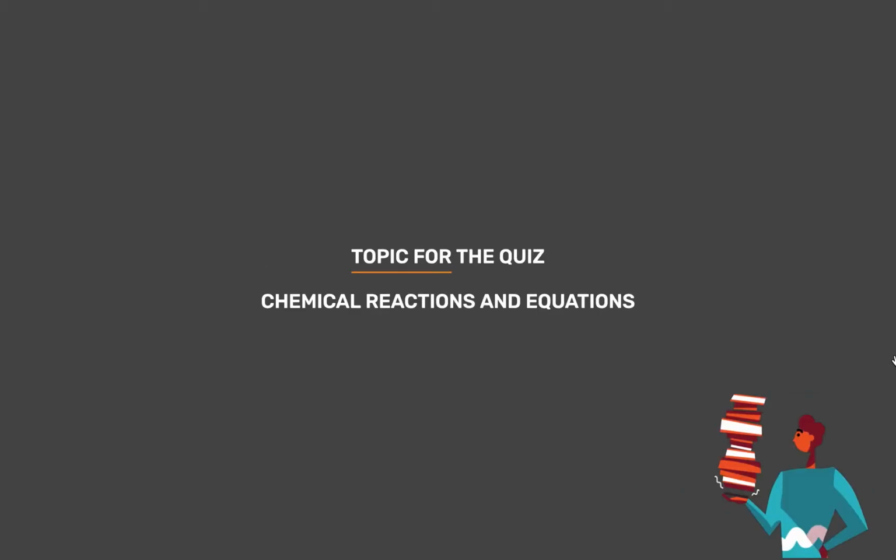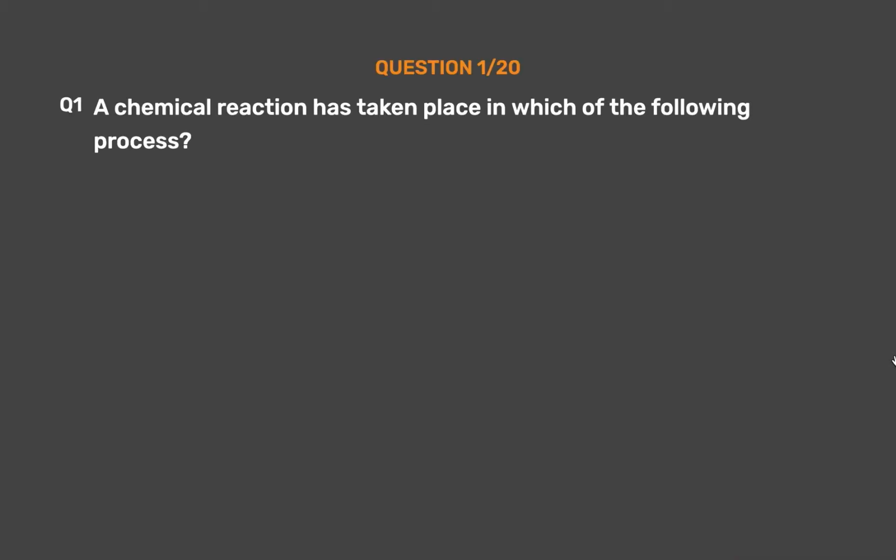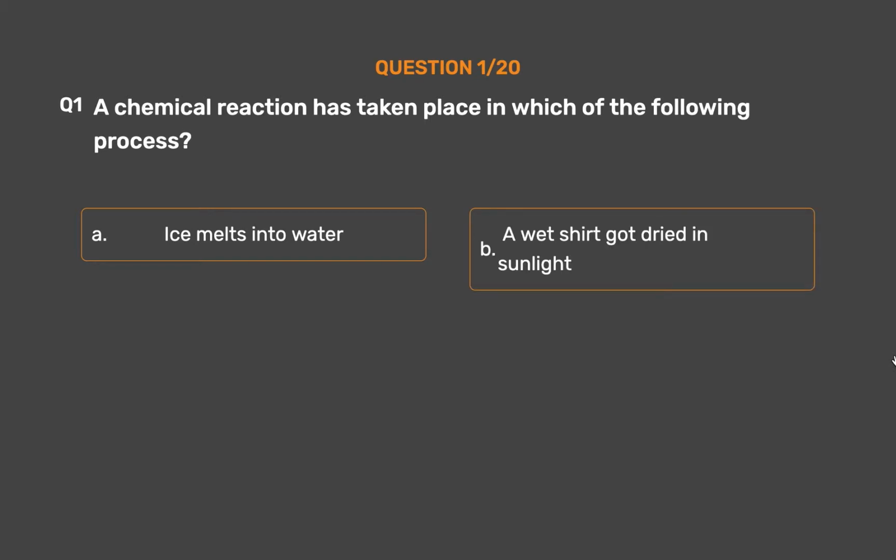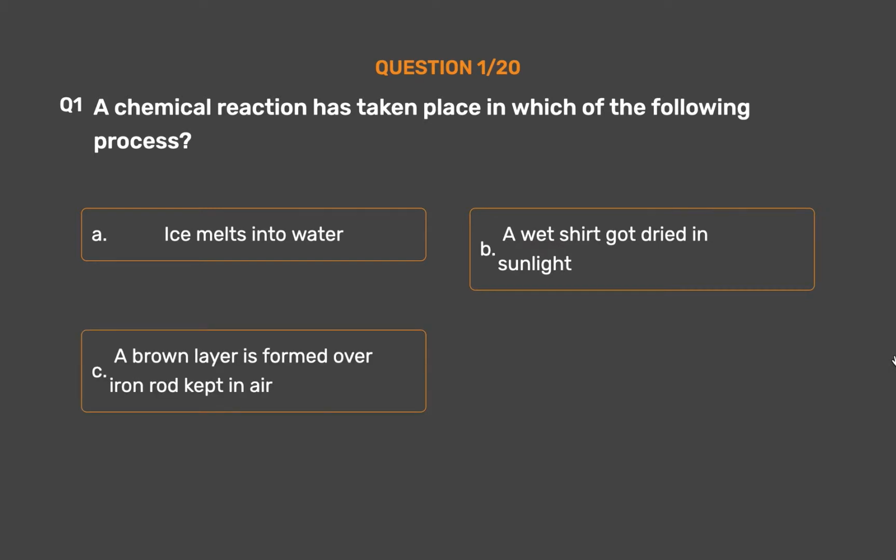Topic for today's quiz is chemical reactions and equations. Question number 1. A chemical reaction has taken place in which of the following process? Option A. Ice melts into water. Option B. A wet shirt got dried in sunlight. Option C. A brown layer is formed over iron rod kept in air. Option D. Sugar getting dissolved in water.